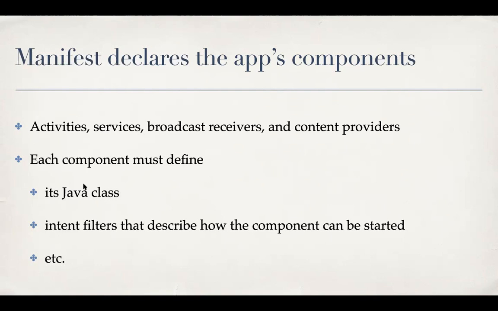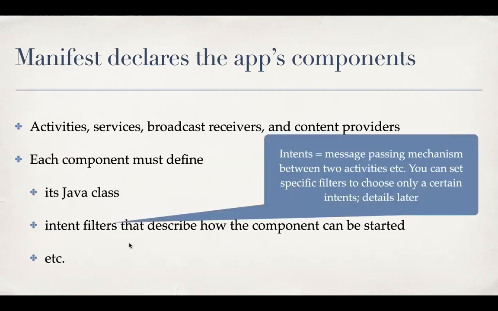Each component must define its Java class and any intent filters that describe how this component can be invoked. Intents are the message passing mechanism inside Android. You can pass an intent from one activity to another, or from an activity to a service, or from a broadcast receiver to an activity, and so on. We'll talk about intents later when we build a new app as an example and add a second activity in that. We'll launch the second activity using an intent.